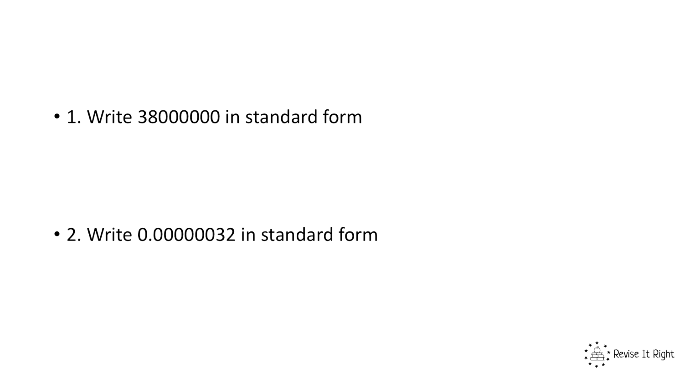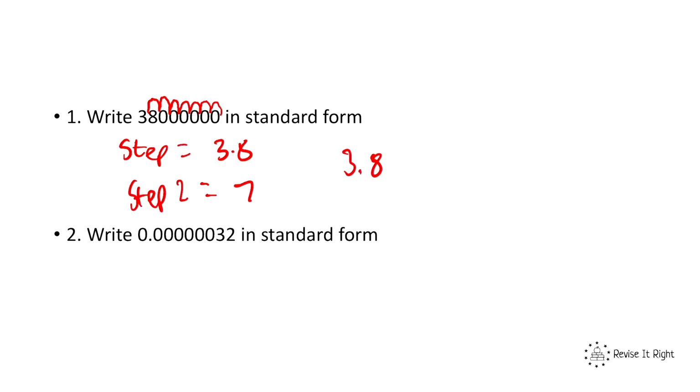Okay, so let's go through the answers. In step 1 you should have got the number 3.8. And then in step 2 you should have counted the decimal place movement. So 1, 2, 3, 4, 5, 6, 7. So your answer should have been 3.8 times 10 to the power of 7.